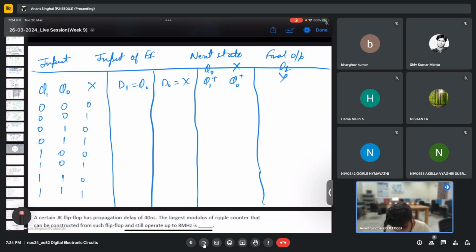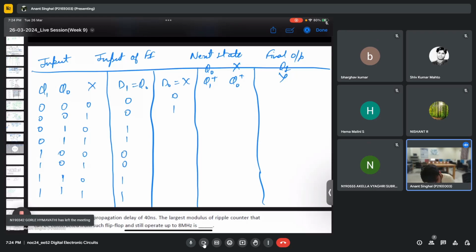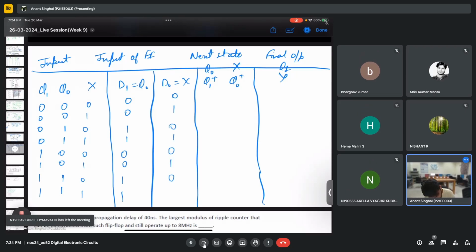So our D1 is Q naught, so I'll repeat the Q naught bit again. D naught is X, so I'll repeat the X again. Q1 plus is Q naught, so again I'll write the Q naught. And Q1 plus is X, so again I'll write the 0 ones. And Y is finally Q1, so Q1 is this 0 0 0 0.